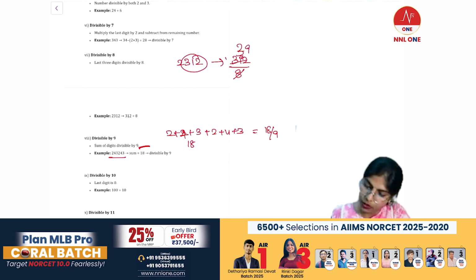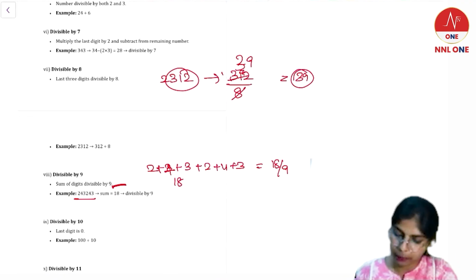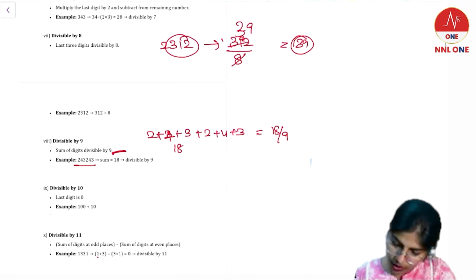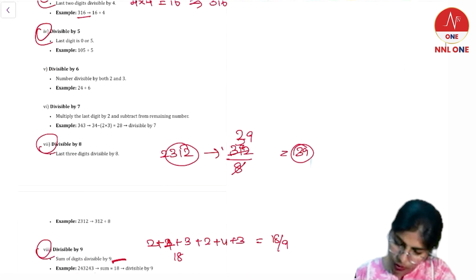8 nines are 72. So the answer is 39. So it is divisible by 8. The entire number is also divisible by 8. For 3 and 9, it is the same method. And for 4 and 8, it is also the same pattern. And for 5 and 10, it is also the same pattern.